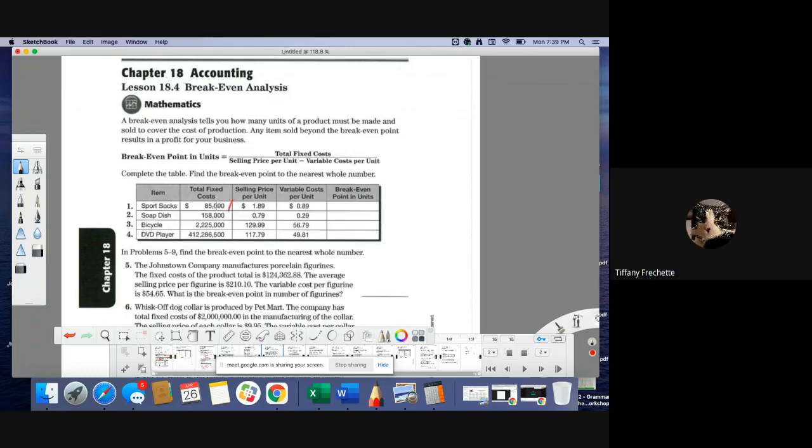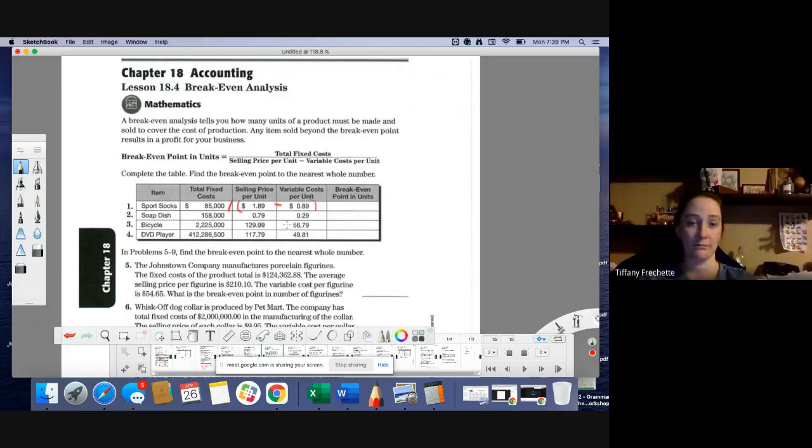So we're going to divide 85,000 by these two subtracted. I'm hoping that you can see the fraction carried over here. So we have 85,000 divided by 1.89 minus 0.89. You want to do this subtraction first, because if you don't type this in your calculator with the parentheses, then it's going to divide by the 1.89 and then subtract 89 cents, and we don't want it to do that. We want to subtract first and then divide 85,000 by what we get here.